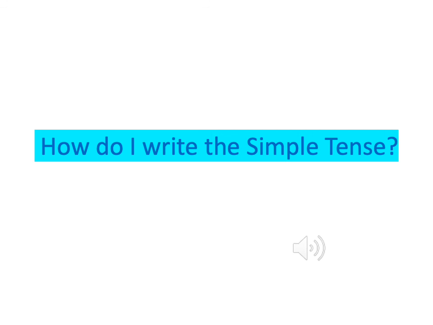You might be wondering, well, how do I write the simple tense? And this could be for the simple present, the simple past, and the simple future. So look at the next slide. It gives a very brief description of how to write it. You should study it further, and I can include some websites in a later slide that you could check out that give longer explanations of this.